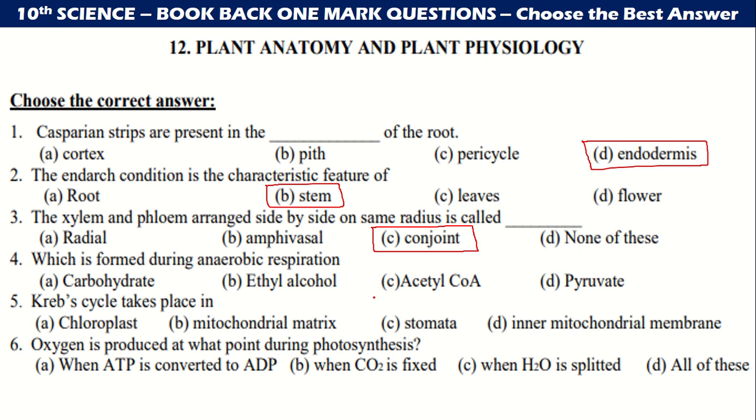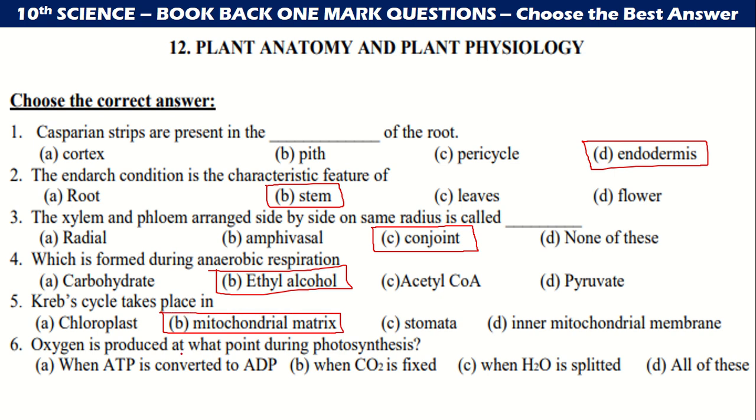Which is formed during anaerobic respiration? If you ask what is formed in anaerobic respiration, that is ethyl alcohol. Krebs cycle takes place in where? That takes place in the mitochondrial matrix. The mitochondrial matrix is where it takes place.